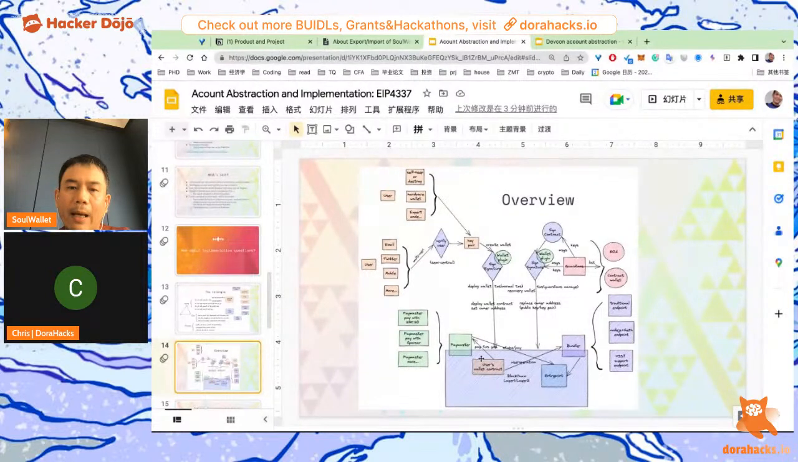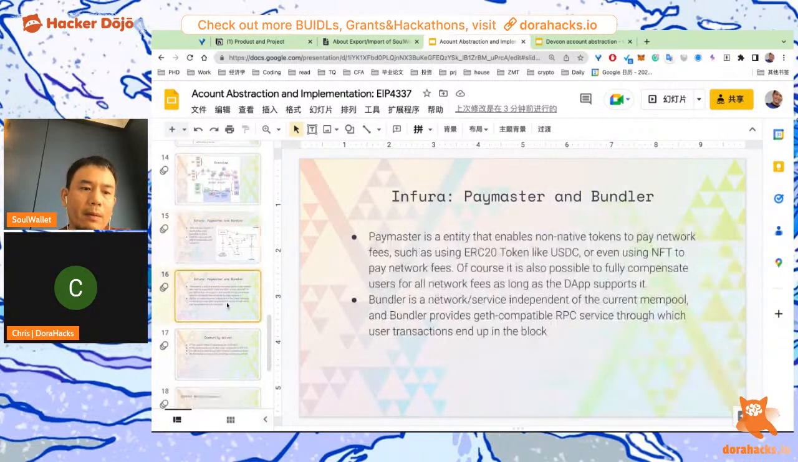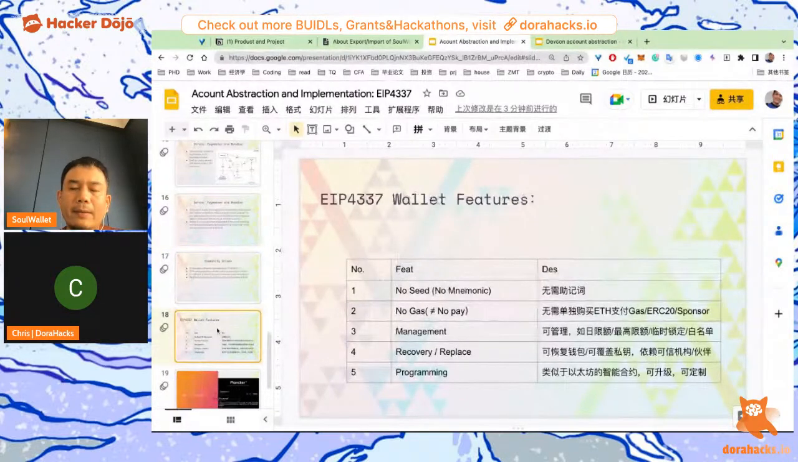Everybody will know this scenario, and we can find some features for mass adoption. For example, no seed phrase, no mnemonic, and no gas. We can pay the gas with ETH or ERC20, or we can pay no gas at all, because the sponsor mode will pay the gas for you.